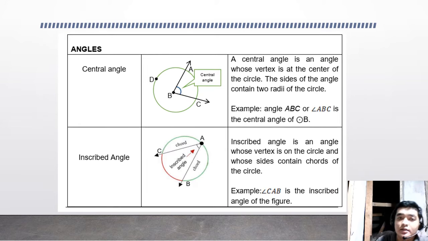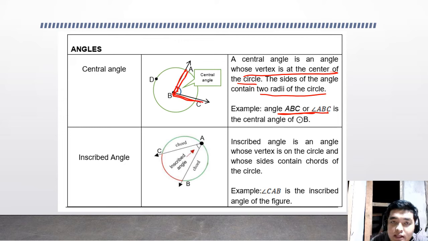For the angles, we also have a central angle and an inscribed angle. A central angle is an angle whose vertex is at the center of the circle. The sides of the angle contain two radii of the circle. So again, for a central angle, the vertex is the center. For example, this is angle ABC. You can see B is the center, that is the vertex of our angle, so this is a central angle. And this is a radius, and this is also a radius.